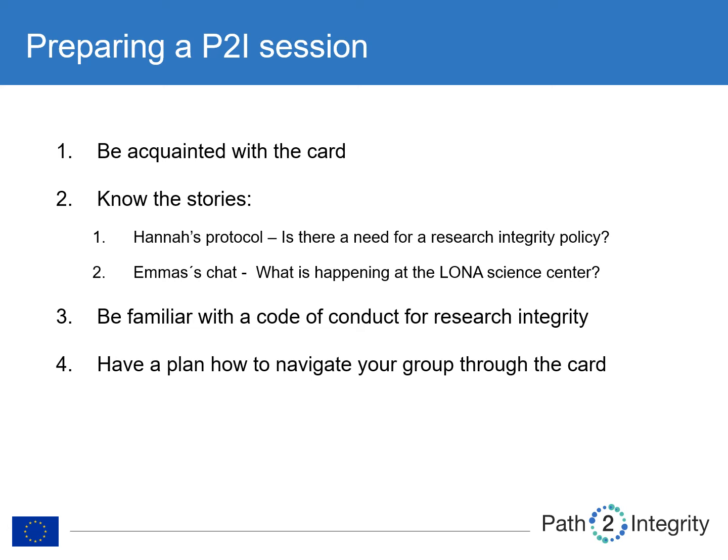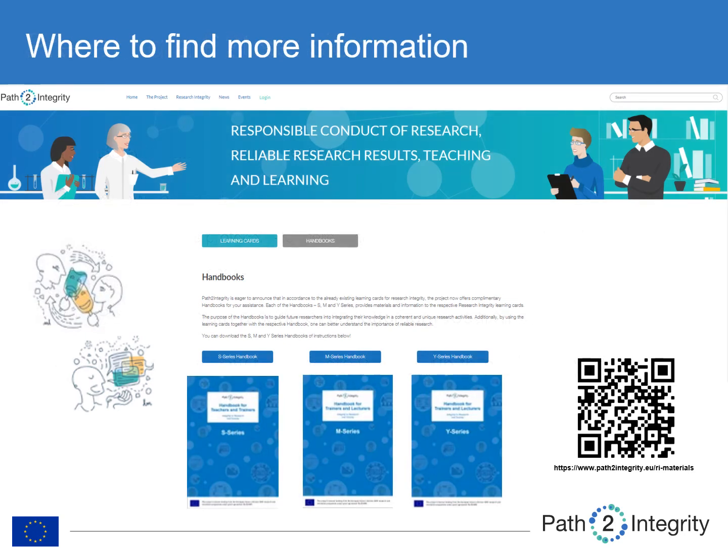Before you go into a Path to Integrity learning card session, you should be acquainted with the card, know the story. For example, with Hannah's protocol, is there a need for a research integrity policy? Or Emma's chat, what happened at the Lona Science Center? Be familiar with the Code of Conduct for Research Integrity, and have a plan on how to navigate your group through the card. For more information, please check the Path to Integrity website. There, you can find all the handbooks, the learning cards, and much more.